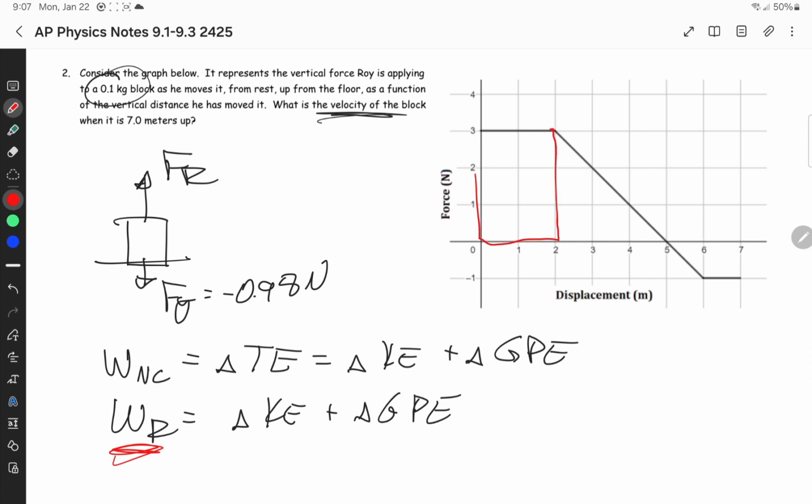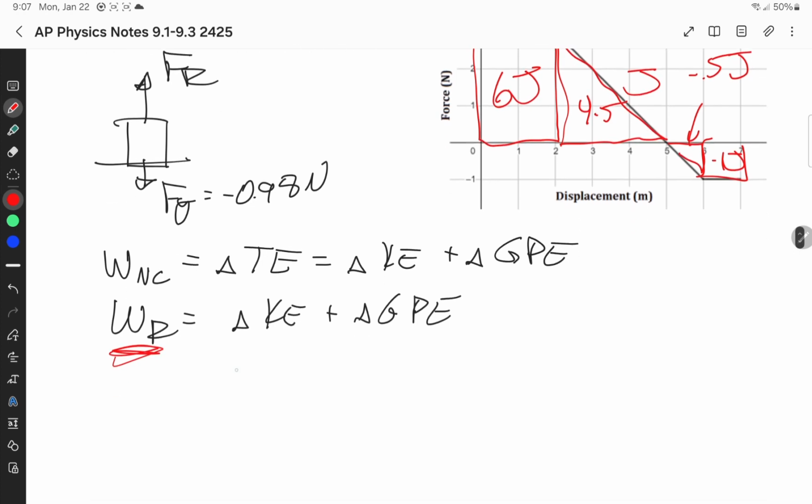So this area here, 3 times 2, that's going to be 6 joules. This area of this triangle is 1/2 base times height, so half of 3 times 3, that's 4.5 joules. Let's see, down here it looks like we've got -1/2 joule, and this is -1 joules. So it looks to me like the work of Roy is going to be 6 plus 4.5 minus 0.5 minus 1.